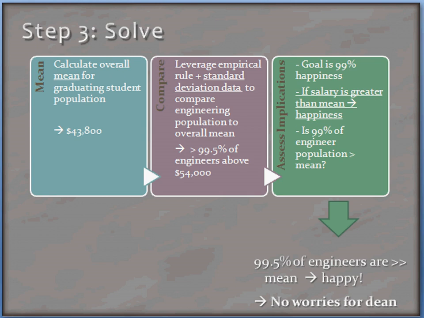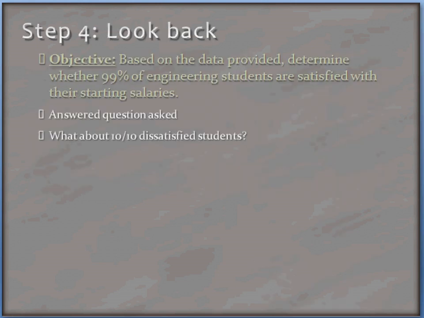Now let's assess the implications of this information. Recall that the overall mean for all students was $43,800, the science and engineering mean was $60,000, and 99.5% of engineers make more than $54,000. So 99.5% of engineers are happy because happiness is simply a result of salary being greater than the mean. Thus, the dean has met his goal of having at least 99% of students be happy, or at least according to the normal curve that's defined by the empirical rule.